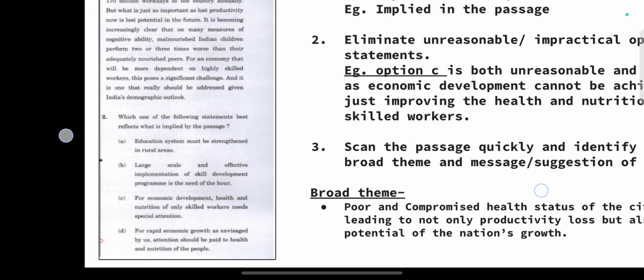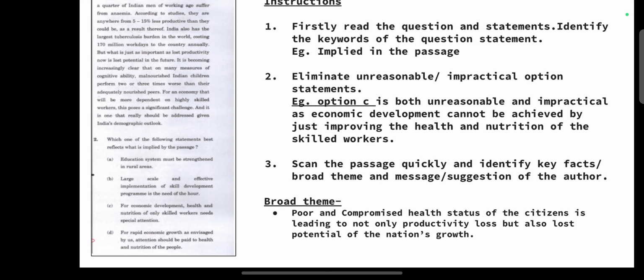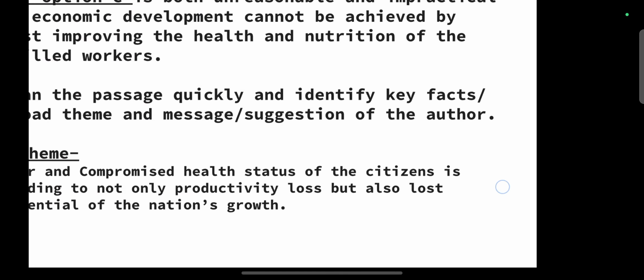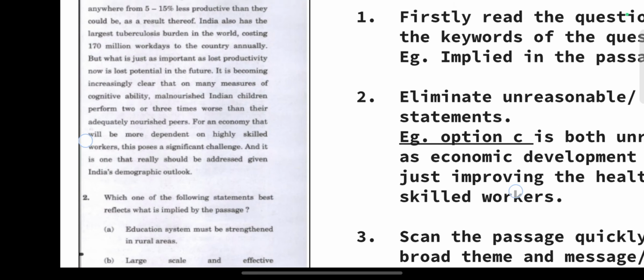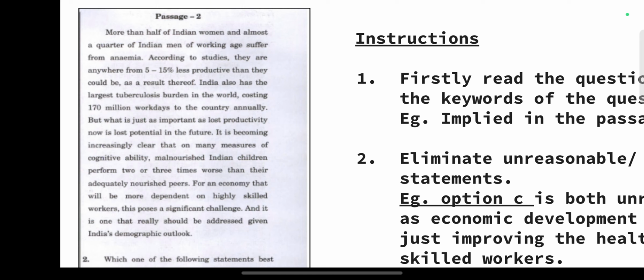Okay, let's get to the third thing, that is we have to scan the passage, identify the broad theme and message of the author. This has to be done very quickly. So yeah, let's read it together very quickly. More than half of the Indian women and almost a quarter of Indian men of working age suffer from anemia. So it talks about anemia. According to studies, they are anywhere between 5 to 15% less productive. So those who suffer from anemia are less productive than their counterparts.